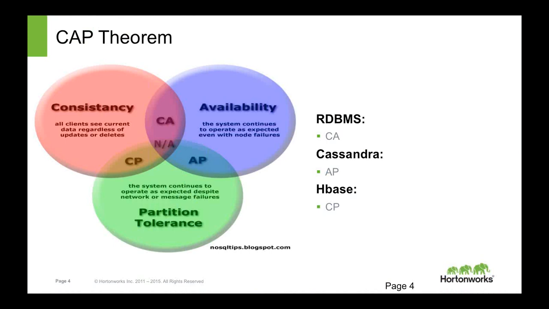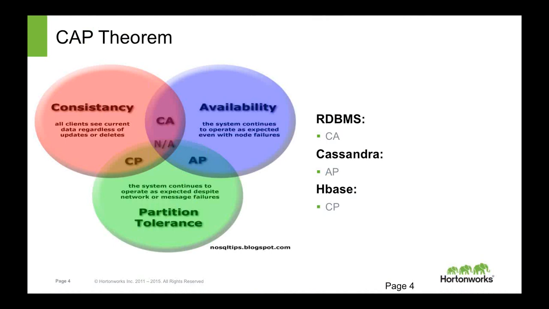The other option is availability. That is how well the database system reacts to failures, to node failures. And finally, there is partition tolerance. Partition tolerance is pretty simple. Any database system that can be implemented in a distributed architecture like Hadoop is considered partition tolerant. That way you can lose portions of the database, partitions of the database, and the database will still function.